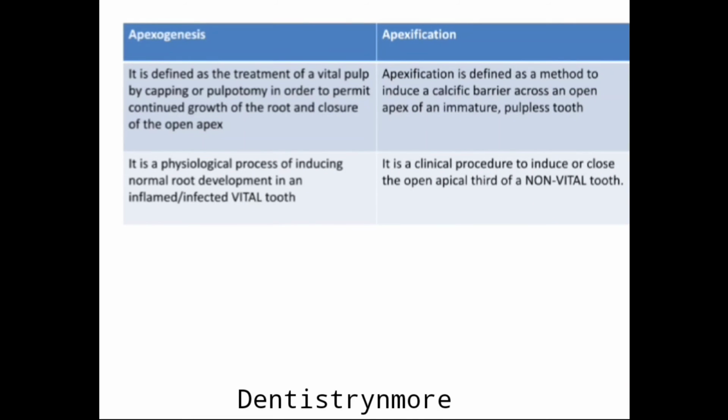So these are the differences between apexogenesis and apexification. Apexogenesis, as we mentioned earlier, is defined as treatment of vital pulp by capping or pulpotomy in order to allow continued growth of the root and closure of the open apex. But apexification is defined as the method to induce a calcific barrier across an open apex of an immature pulpless tooth.